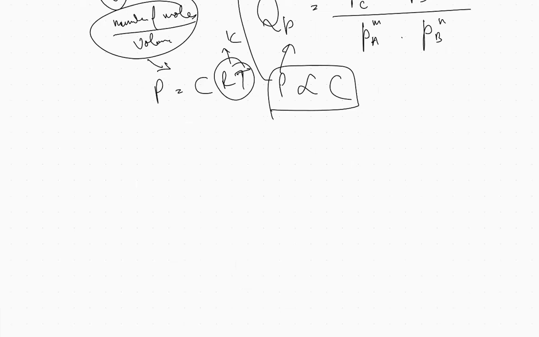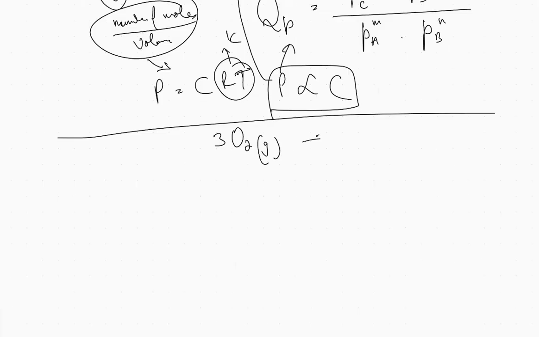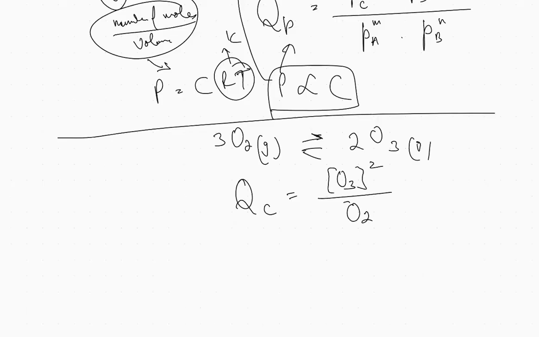Just to show this, let me take an actual chemical example. We say oxygen gas in equilibrium giving ozone, 3O2 giving 2O3. So it's the gas ozone. If you're writing Qc, we'll still stick to Qc at this stage. It will be the concentration of O3, the product, to the power 2, divided by the concentration of O2 to the power 3. Okay, so that's an example.